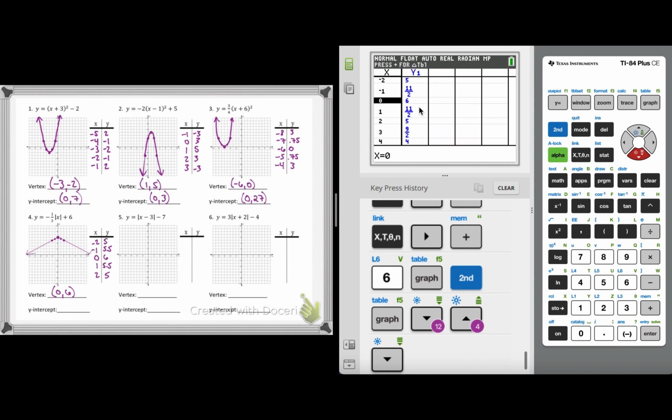Makes my graph. Now, the y-intercept, in this case, happens to be the same as the vertex because, again, y-intercept has an x value of 0. I already have that highlighted in my table, and you can clearly see on the graph that's 0, 6.